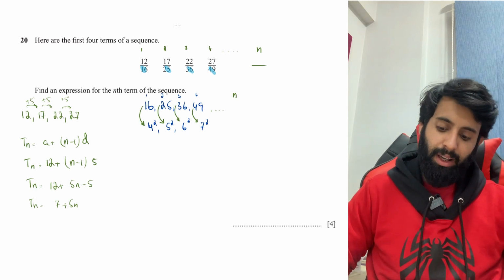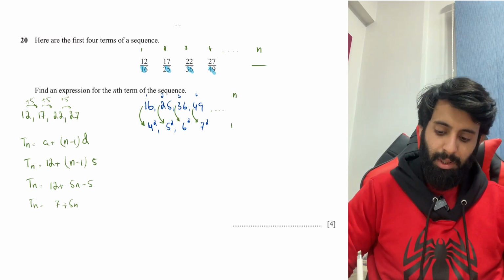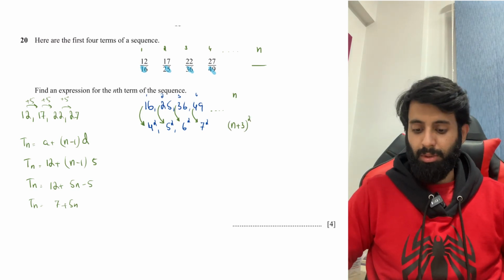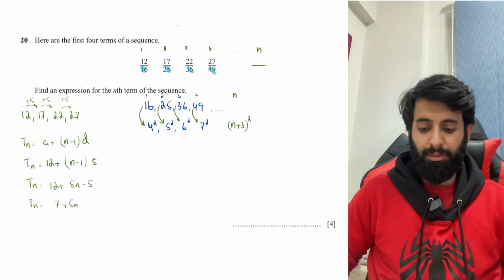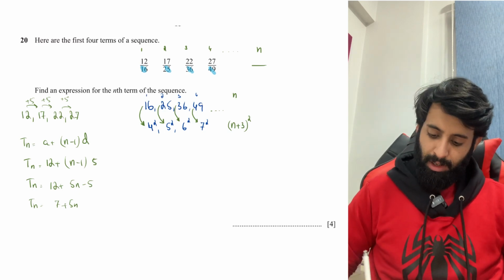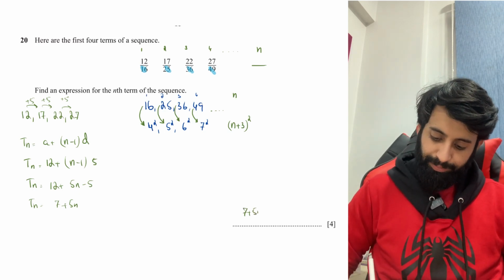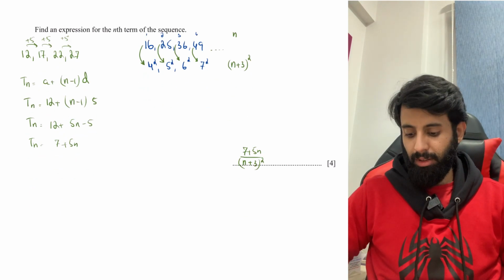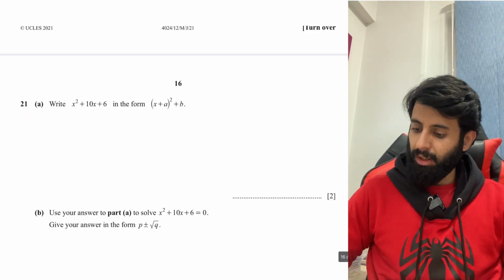So when you're at n, you're squaring a value that's 3 greater than n. That means n plus 3, the whole thing squared. So now we have the numerator and the denominator sorted out. The numerator is 7 plus 5n, and the denominator is (n + 3) squared. And there you go, that's your final answer.